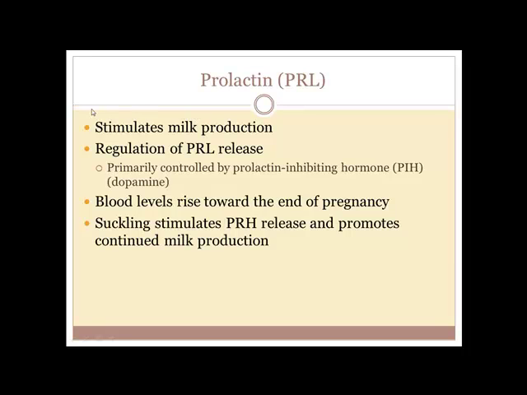Prolactin is going to stimulate milk production in mothers postpartum, and prolactin is going to be controlled by prolactin inhibiting hormone. If we're not releasing prolactin inhibiting hormone, we begin the production of prolactin. The blood levels of prolactin start to rise towards the end of pregnancy. Once childbirth occurs, you are postpartum. The prolactin levels rise, and suckling will stimulate the release of prolactin releasing hormone, and that will promote the continued release of prolactin, and it will continue milk production.